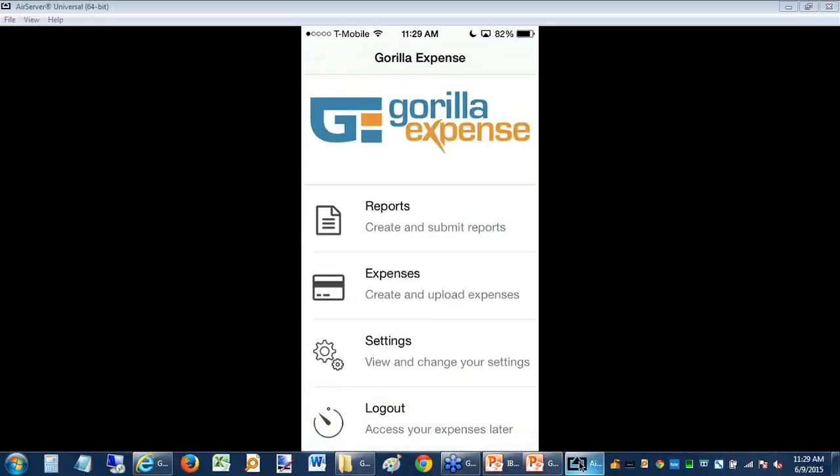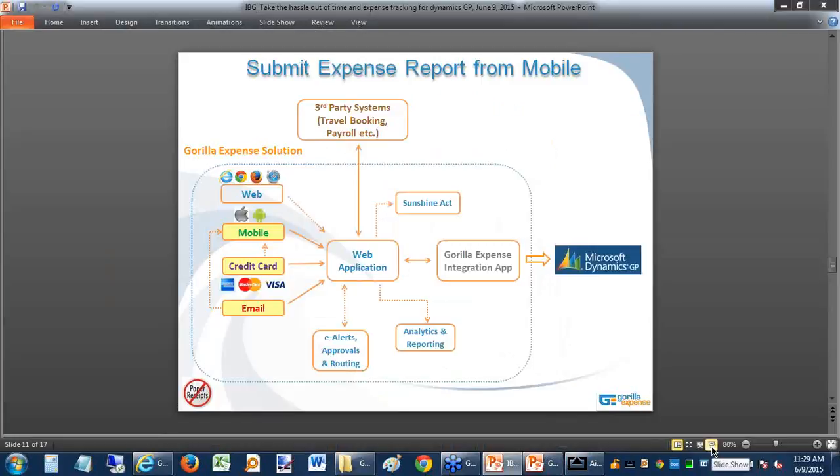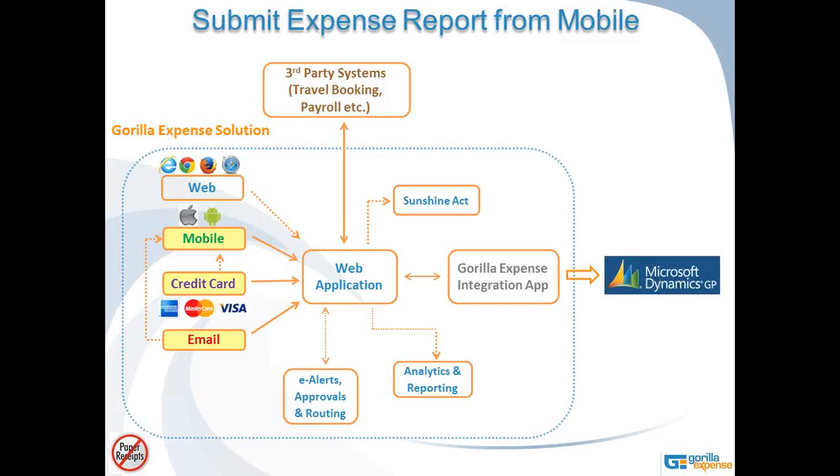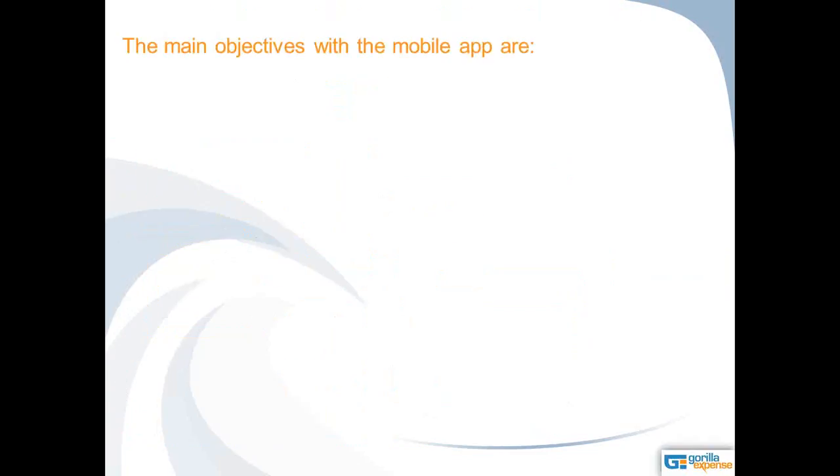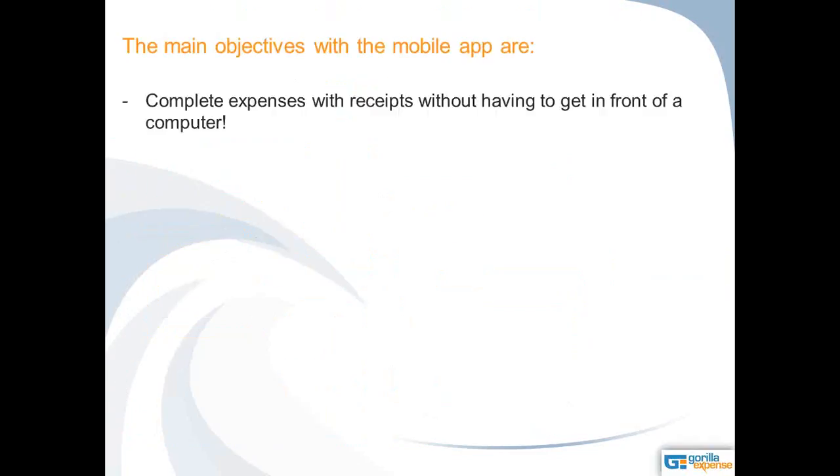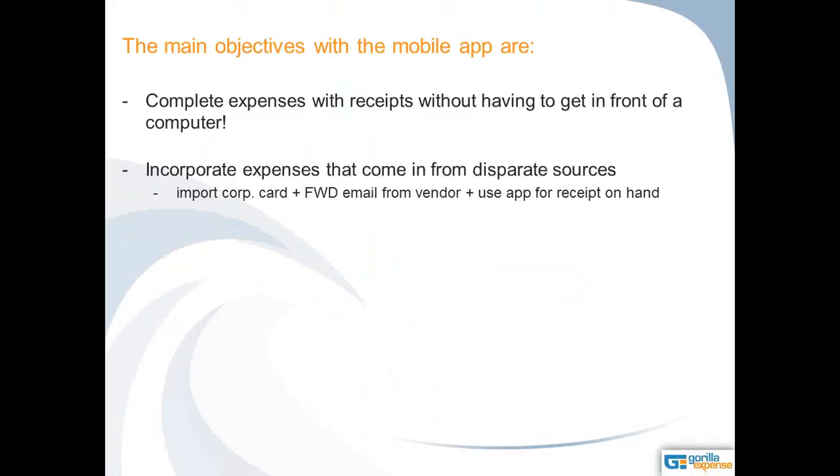So to conclude what we've looked at with the mobile app, just going to minimize and come back to my PowerPoint. So the main objectives, right, with the mobile app, as you can imagine, are to complete expenses with receipts without having to get in front of a computer. We bring in expenses from different sources into one place on the mobile app, whether it's corporate card expenses or the email expenses from a merchant that's sitting in your inbox, or if you're walking out of Starbucks with a receipt in front of you, you can complete all of those from one place.